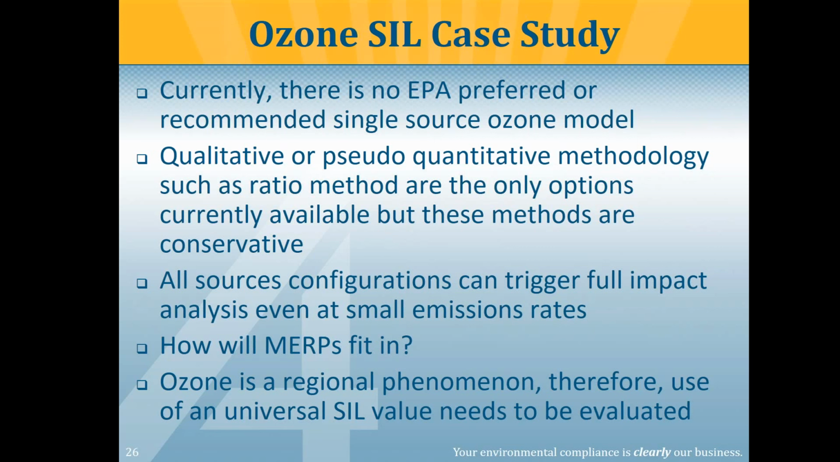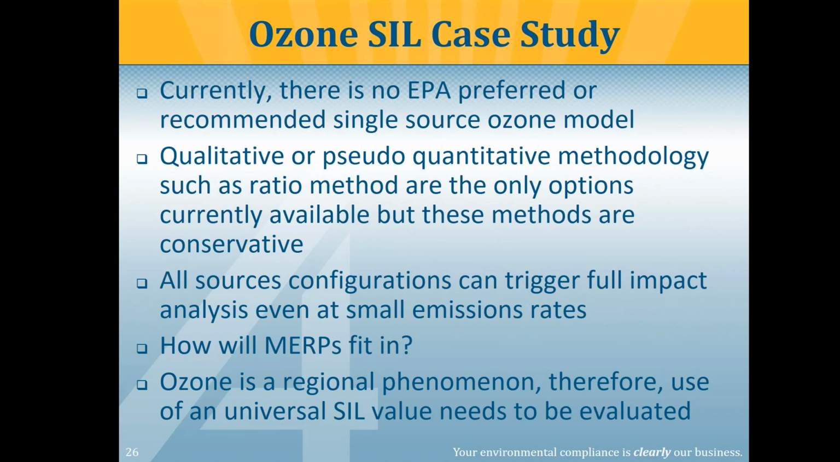The most favored alternative is this qualitative or pseudo-quantitative methodology, the ratio method. Now, because this is a pseudo-quantitative methodology, it's extremely conservative. And as you can see from the case studies we did, the SIL value itself is conservative, and on top of that, this methodology is highly conservative, which basically means that regardless of what project emission rates you have, the chances are that these SIL values are not going to be useful, and you will potentially have to go through and do the full impact analysis.